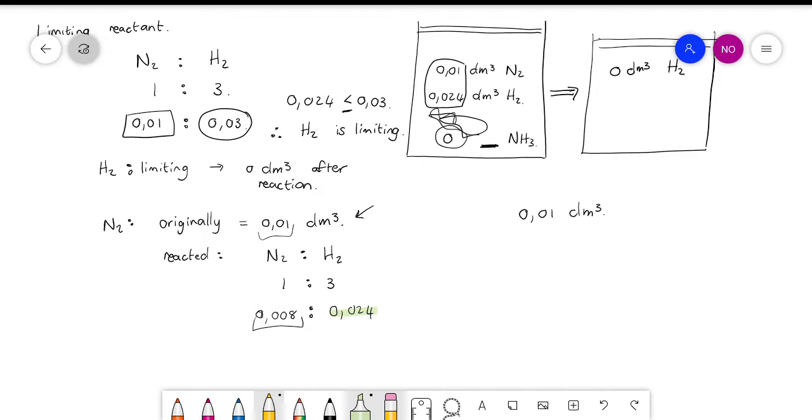Then it means that this amount of the nitrogen gas would have reacted. How did I get that? I just divided by 3.